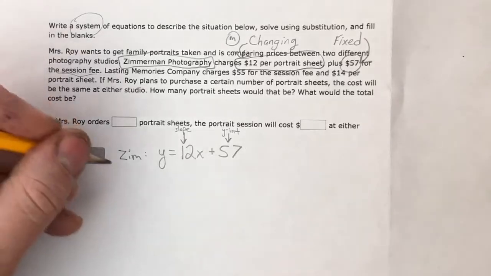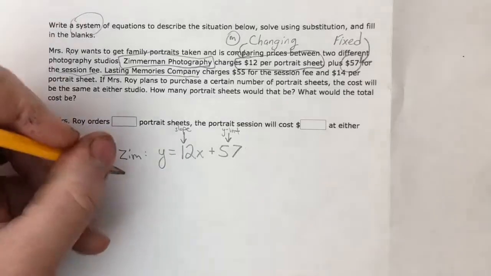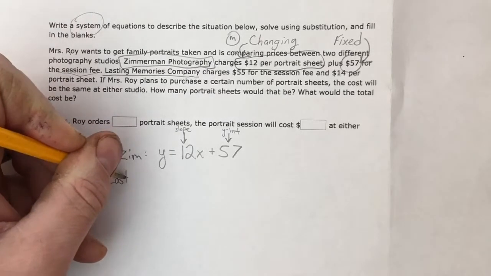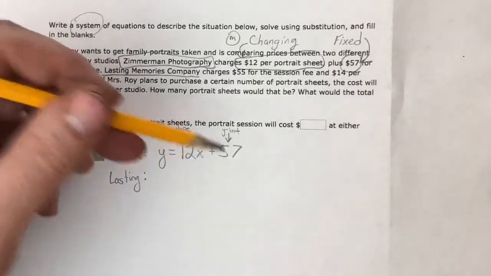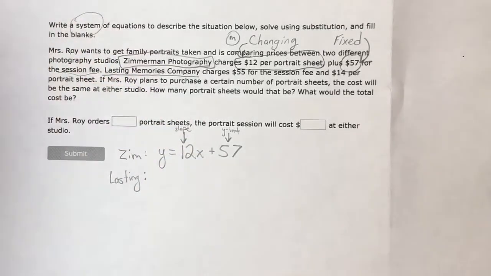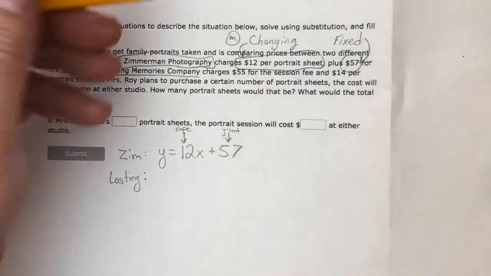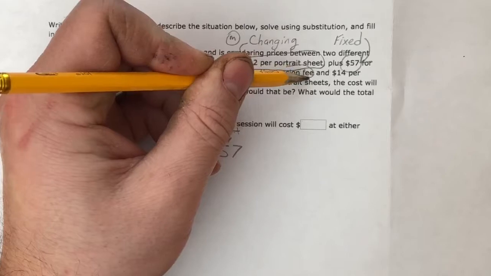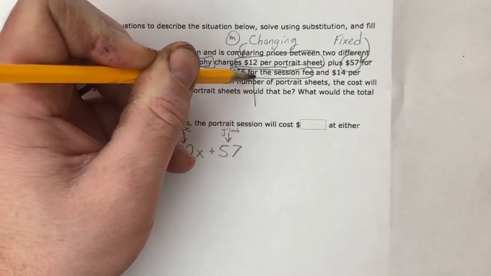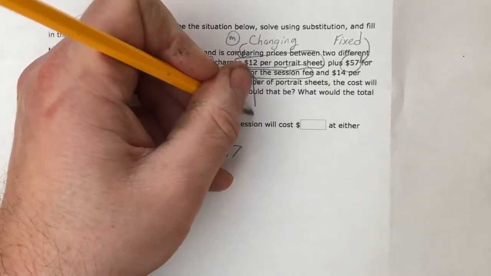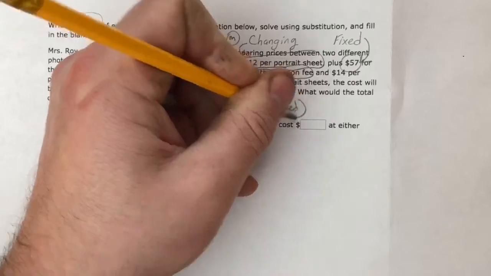We also need a Lasting Memories Company equation, which is going to be in this one. All right, so we're going to try and figure out a Lasting Memories equation. It'll still be the same format, y equals mx plus b, but obviously we're going to have different numbers. Again, if you look here, the sentence is structured a little differently. They talk here about the $55 session fee. And as we did in the other example, this is our y-intercept. This is our fixed value.